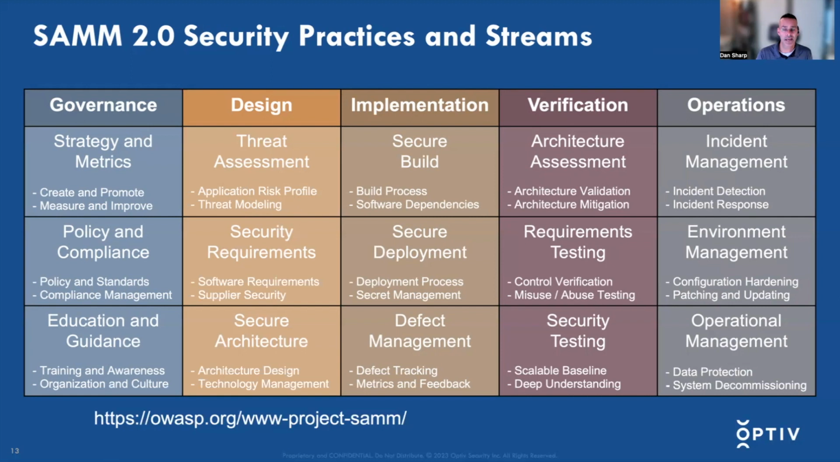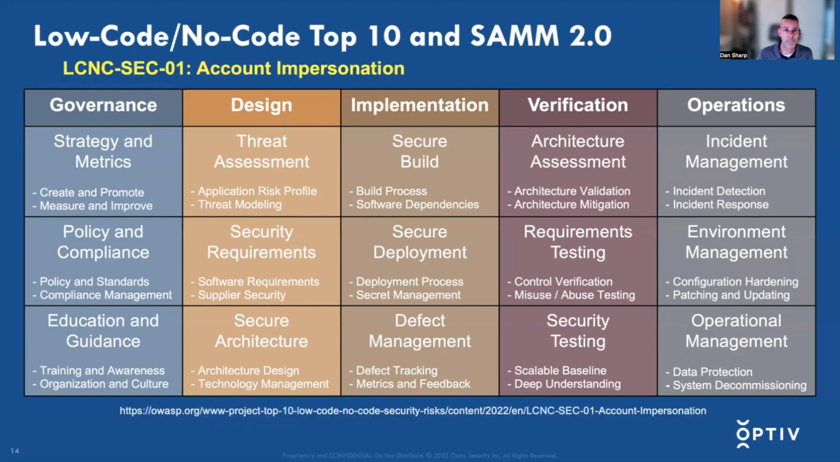So how can we use this to help protect against the security risks in the known low-code, no-code Top 10? If we go back and look at number 1 on the list, account impersonation, and look at specific areas within the SAMM model, the security requirements stream defines security requirements to follow during the development process, to include authentication and authorization for applications.